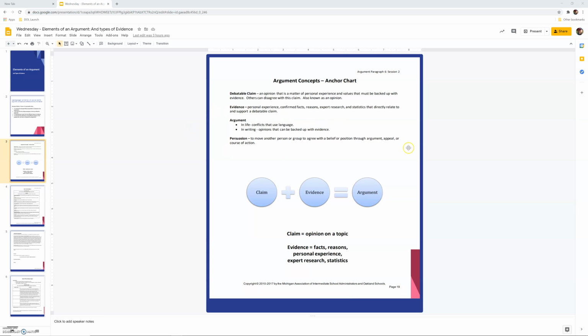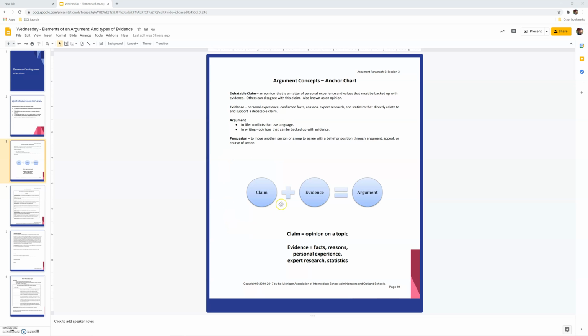And when you succeed in doing that, you achieve what is the last term on our list, and that is persuasion, which means to move another person or group to agree with a belief or position through argument, appeal, or course of action.